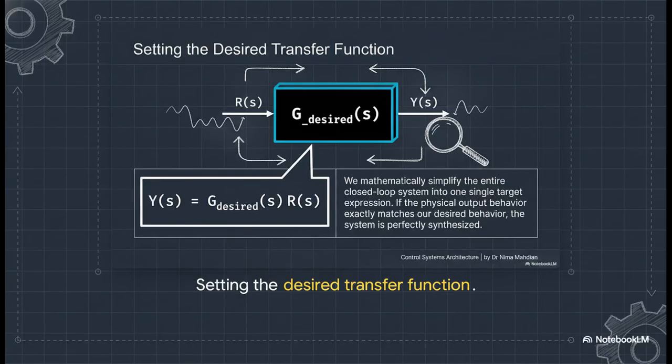We simplify this entire closed-loop system into one single target expression, which we'll call G_desired of S. The logic here is absolutely airtight. If the physical output behavior, Y of S, exactly matches our desired behavior dictated by G_desired of S times the input R of S, then the system is perfectly synthesized. So how do we get there?